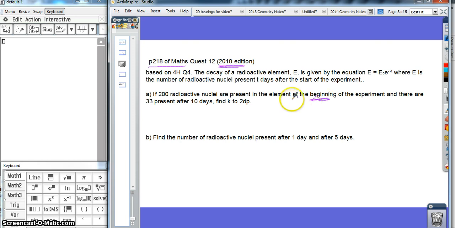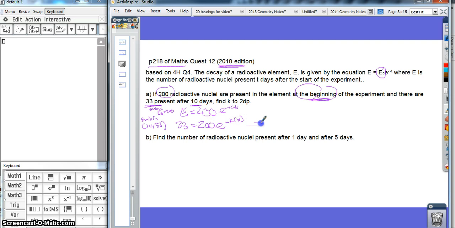Okay, so the first thing we know is that there are 200 at the beginning. This is telling us what our value of E0 is. So the first thing we can write down is E equals 200 e to the minus kt. We're then told there are 33 present after 10 days, so 33 equals 200 e to the minus k times 10. Here, if we just say what we're doing, sub in t equals 10, E equals 33, and here sub in E0 equals 200. So just tell the people who are reading your work what you're doing.